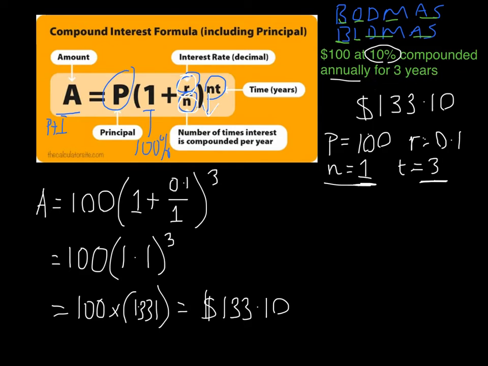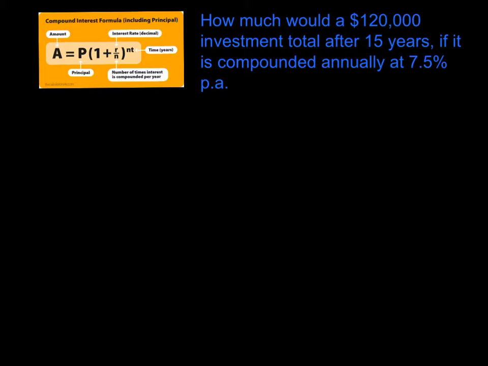Let's see it in action again. How much would a $120,000 investment total after 15 years if it was compounded annually at a 7.5% rate per annum? That means per annum, per year. So in this case, let's find our values to put into the formula.